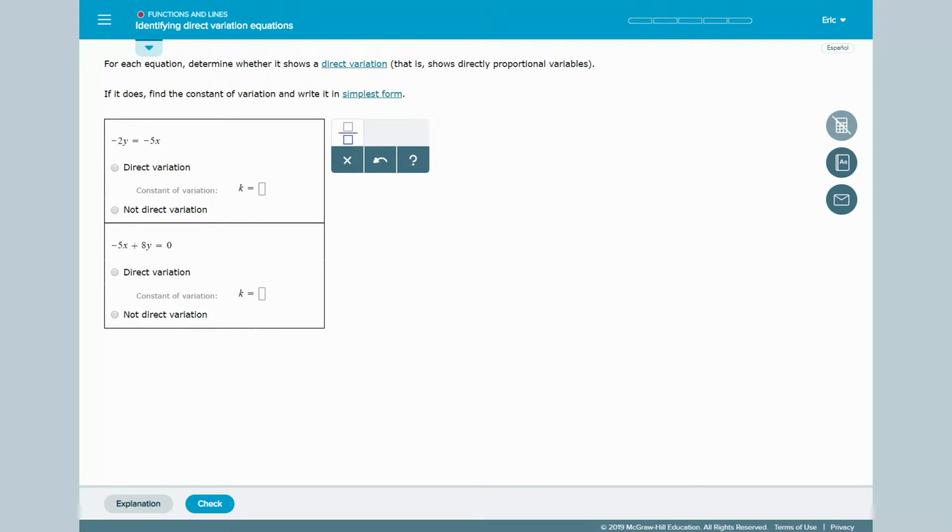For each equation, determine whether it shows a direct variation, that is, shows directly proportional variables. If it does, find the constant of variation and write it in its simplest form. If you remember from when we did this problem in the last topic, a direct variation is set up in the way of y equals some constant of variation k times x.